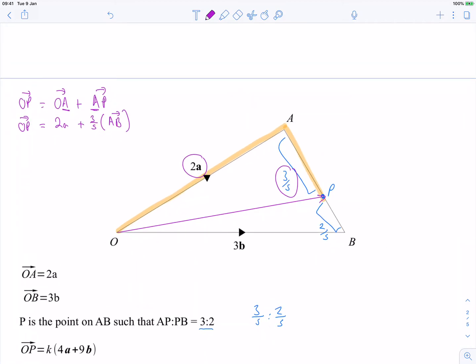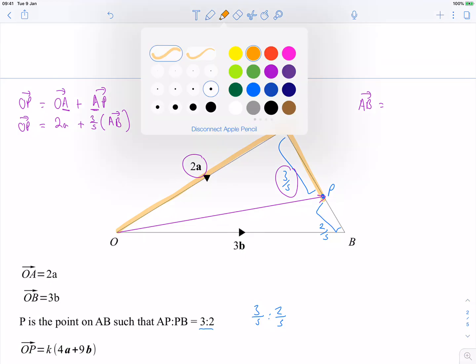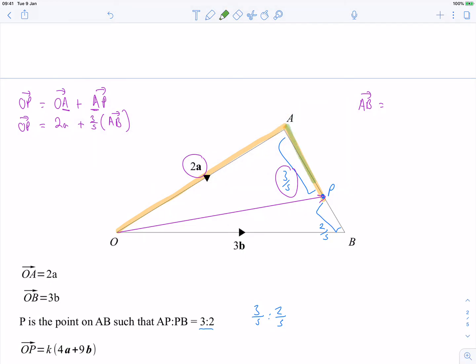Sidebar. Let's think about what A to B is for a second. Well, I want to go from A to B. But I think to do that, I'm going to have to go from A back to O and then O to B, like so. So, A to B is the same as A to O plus O to B.